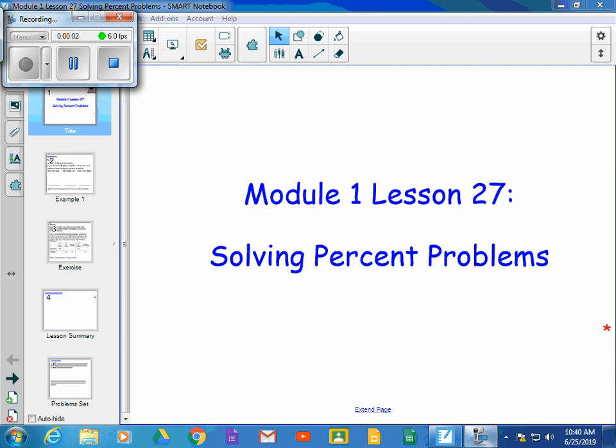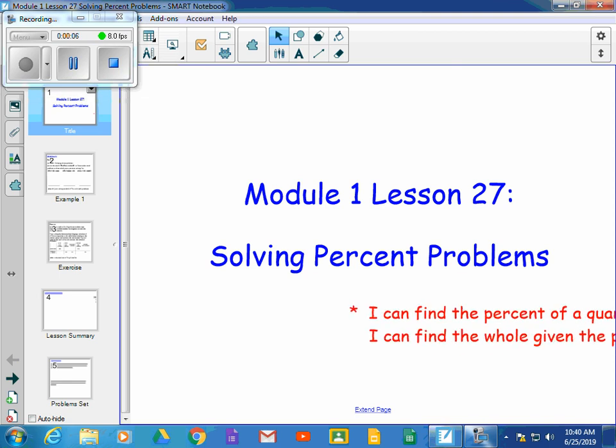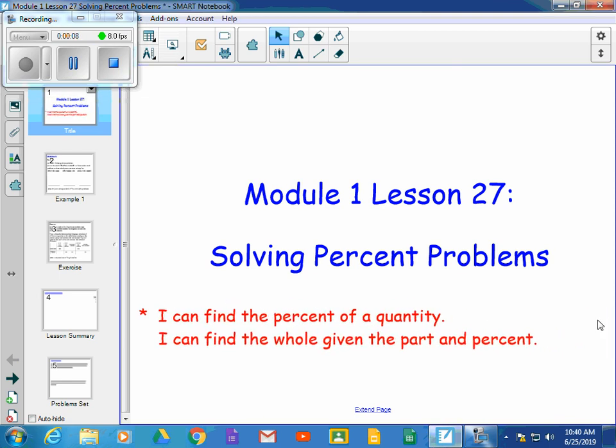This is Module 1, Lesson 27, titled Solving Percent Problems. The goal of this lesson: I can find the percent of a quantity. I can find the whole given the part and the percent. We're actually going to combine Lesson 27 with Lessons 28 and 29 because they're all very similar.